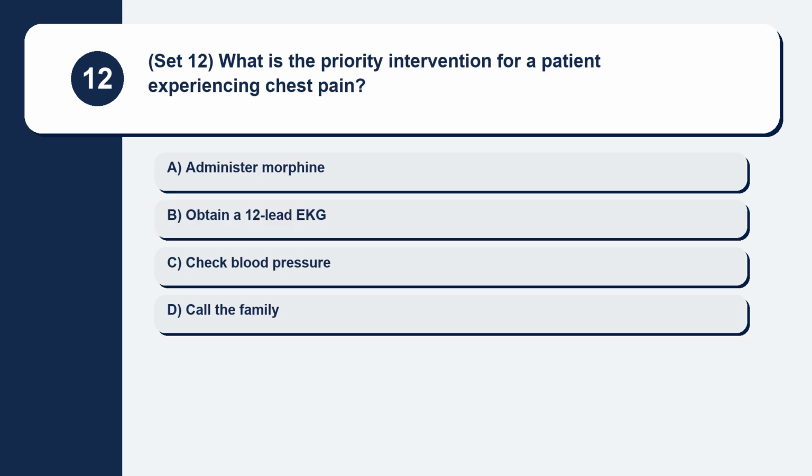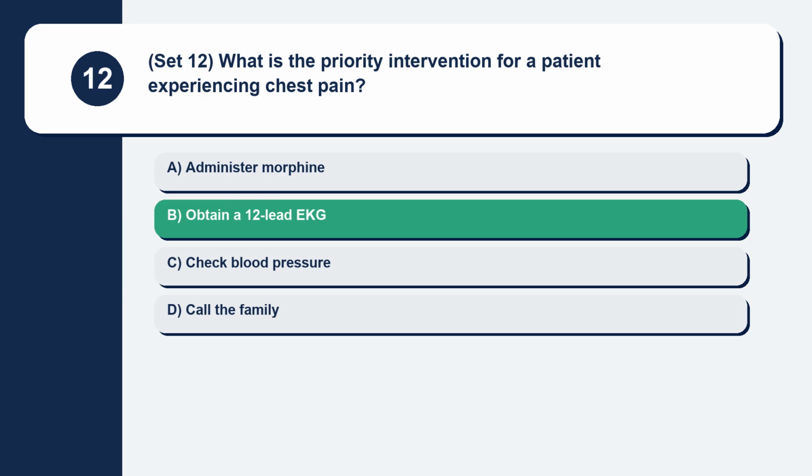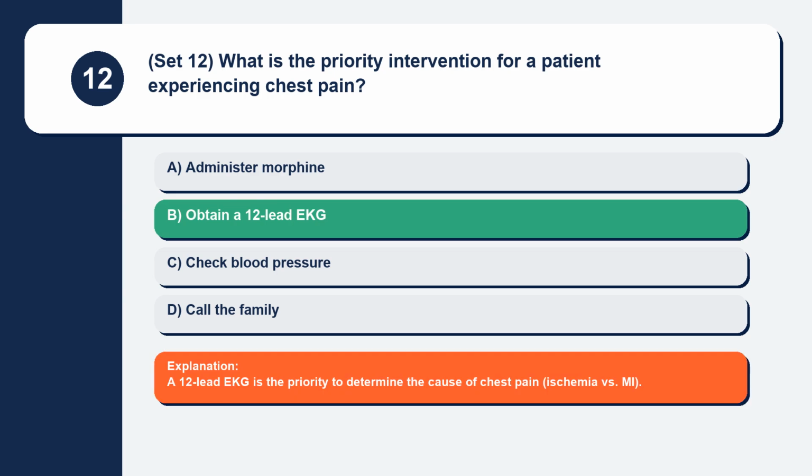Question 12. Set 12. What is the priority intervention for a patient experiencing chest pain? Administer morphine, obtain a 12-lead EKG, check blood pressure, call the family. A 12-lead EKG is the priority to determine the cause of chest pain, ischemia versus MI.